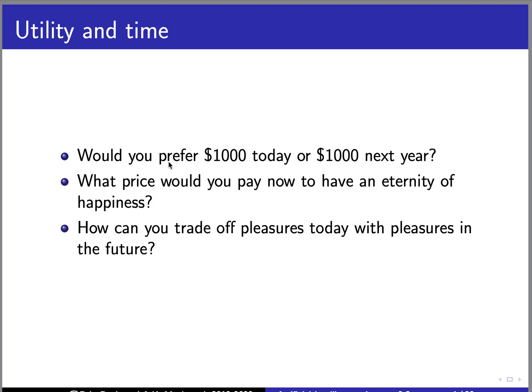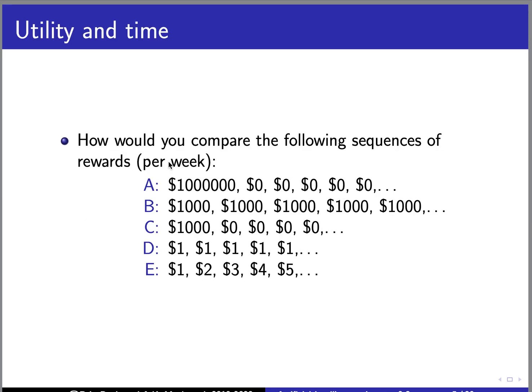So the first thing to think about is how utility combines with time. Would you prefer $1,000 today or $1,000 next year? Just think about what you might prefer. What price would you pay now to have an eternity of happiness? It's a trade-off between our utility, our rewards now, and rewards in the future. So how can we trade off pleasures of today with pleasures of the future? People take this seriously as to how to actually go about modeling the future. So think about this question about utility and time.